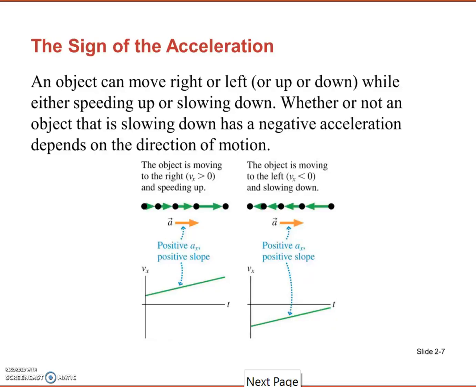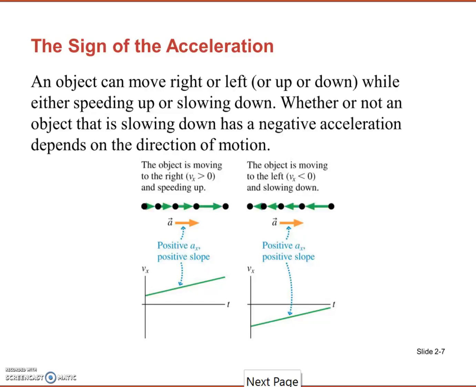So let's go back to the sign of the acceleration. Now we know that objects can move right or left or up or down while either speeding up or slowing down. Colloquially, we often say that an object decelerates when it slows down and accelerates when it speeds up. In physics, however, we never use the term decelerate. We always talk about acceleration, which can be either positive or negative.